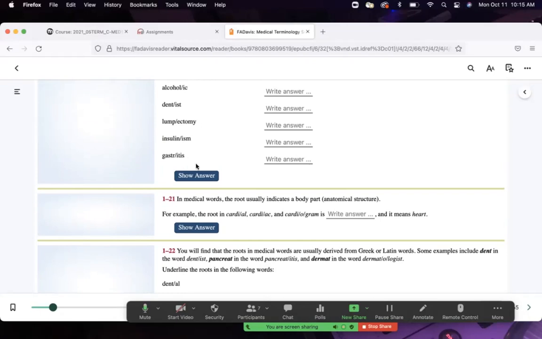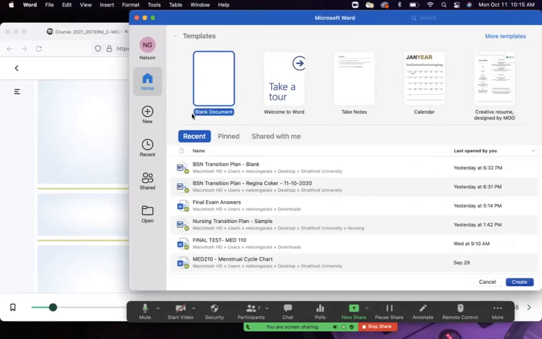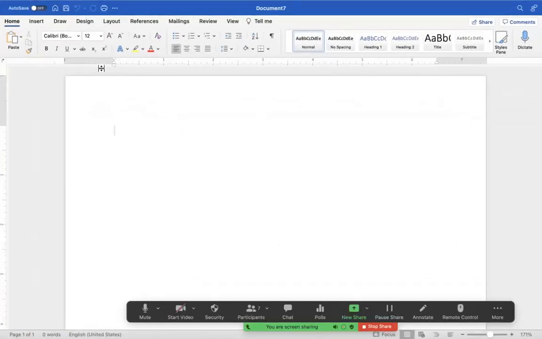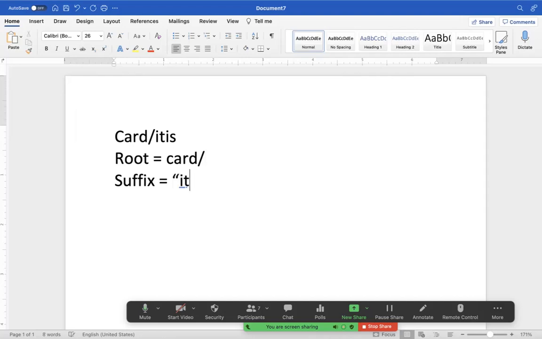Now let's go back to itis. For those of you in the room or the virtual room, and this also will be on your notes. Carditis, of course. The root is the main item, and that's of course card, right? And the suffix, which is the end, that's of course itis. Okay, that's good. But itis means inflammation.